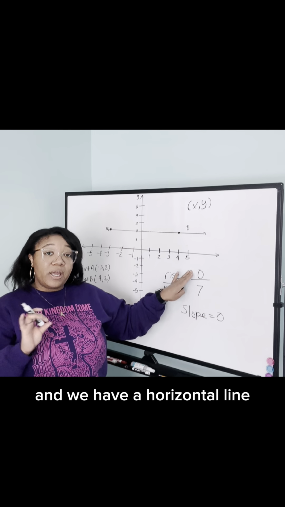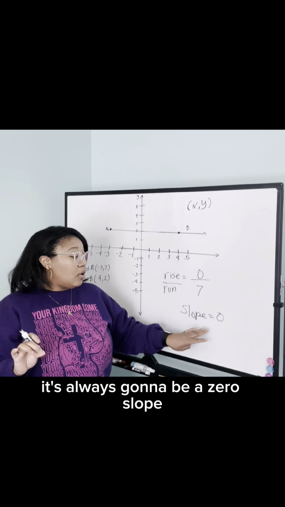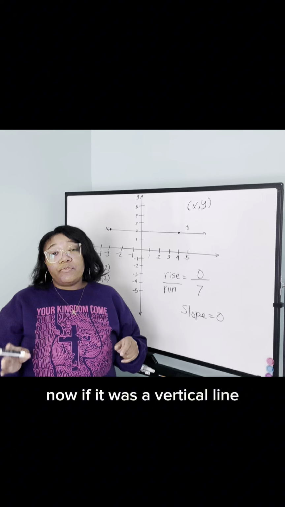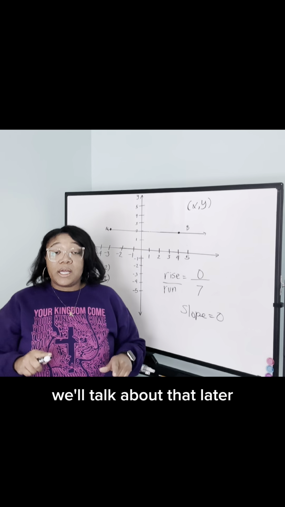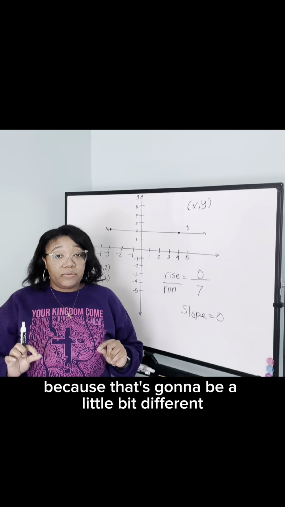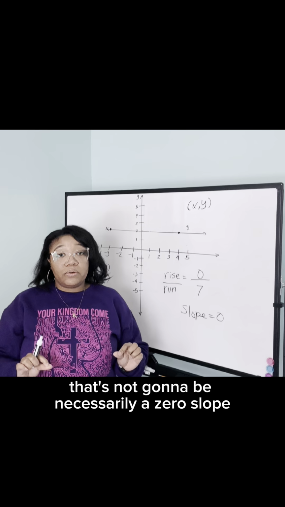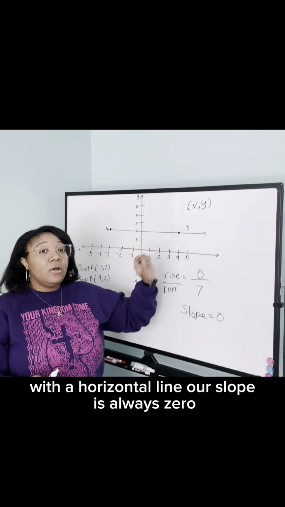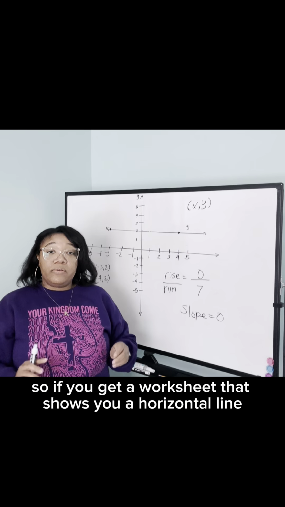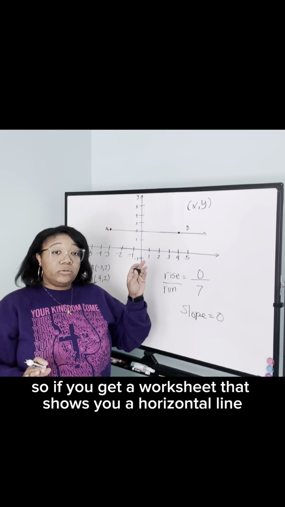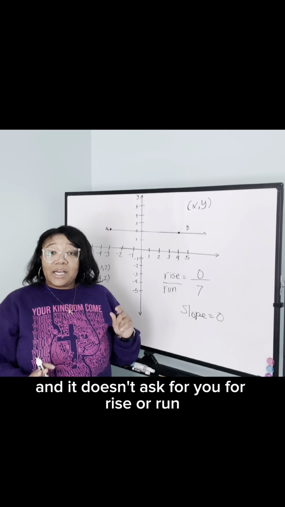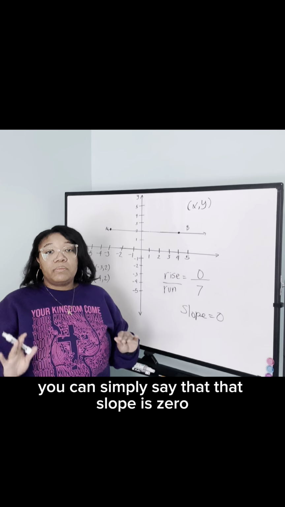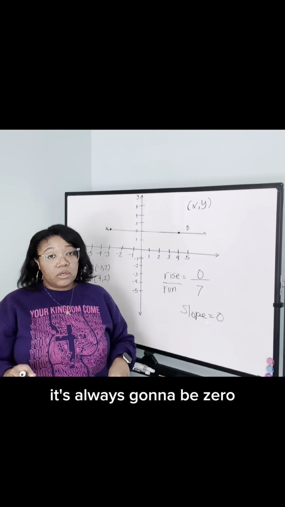Okay, 0, and we have a horizontal line. It's always going to be a 0 slope. Now, if it was a vertical line, we'll talk about that later because that's going to be a little bit different. That's not going to be necessarily a 0 slope. But in this particular case, with a horizontal line, our slope is always 0. So if you get a worksheet that shows you a horizontal line and it doesn't ask for you for rise or run, you can simply say that that slope is 0. It's always going to be 0.